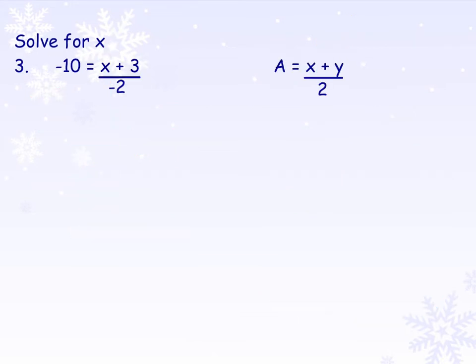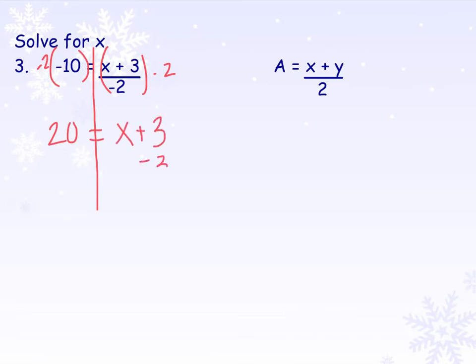Example 3. Again, I'll separate my two sides. To get x alone, first I will multiply by negative 2. That will give me positive 20 on the left equals x plus 3. I'll subtract 3 from both sides, and I end up with 17 equals x.